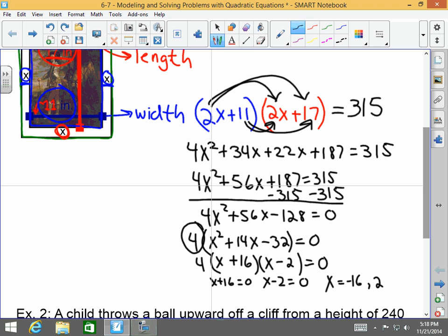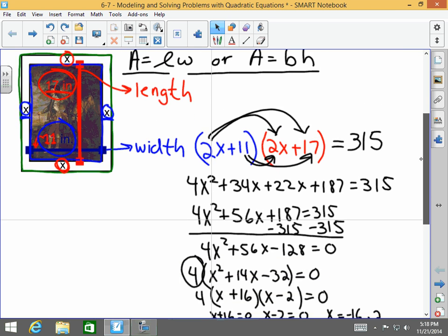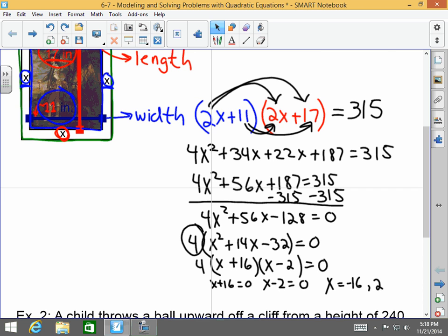Now, since we're dealing with word problems, real life situations, we have to make sure that the answers are viable, that they work. Let's look at negative 16 here, guys. If I plug negative 16 into here, negative 16 times 2 is negative 32. Negative 32 plus 11 is a negative 21. I cannot multiply a positive times a negative to get me a negative. That's just not going to work out.